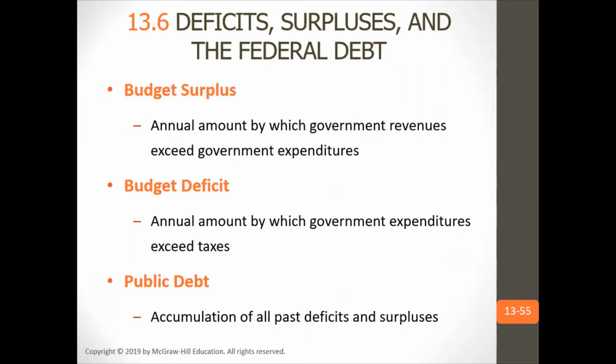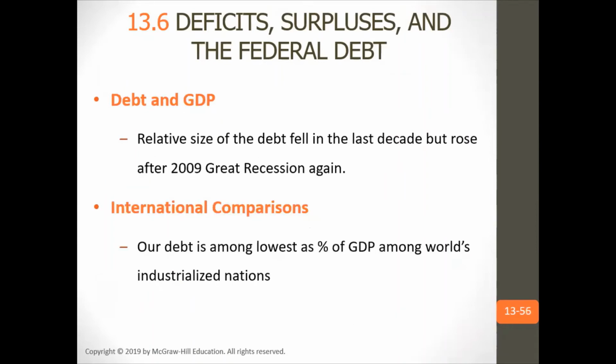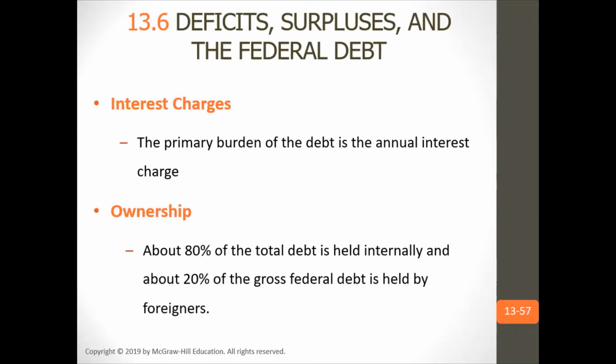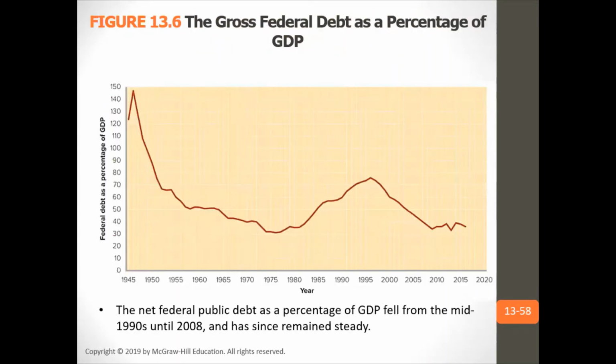So a budget surplus is the annual amount by which government revenues exceed government expenditures. A budget deficit is the annual amount by which government expenditures exceed taxes. Public debt is the accumulation of all past deficits and surpluses. So debt and GDP: the relative size of the debt fell in the last decade, but rose after the 2009 Great Recession. International comparisons: our debt is among the lowest as a percentage of GDP among the world's industrialized nations. Interest charges: the primary burden of the debt is the annual interest charge. Ownership: about 80% of the total debt is held internally, and about 20% of the gross federal debt is public loans.